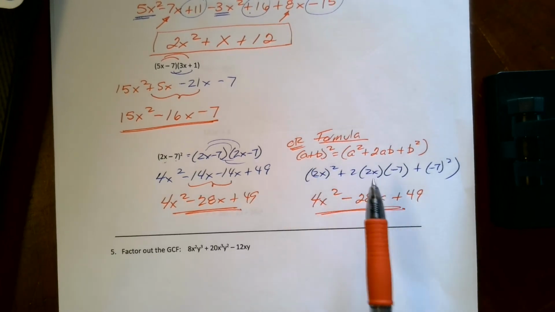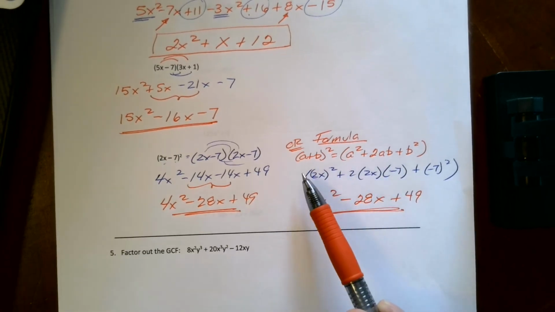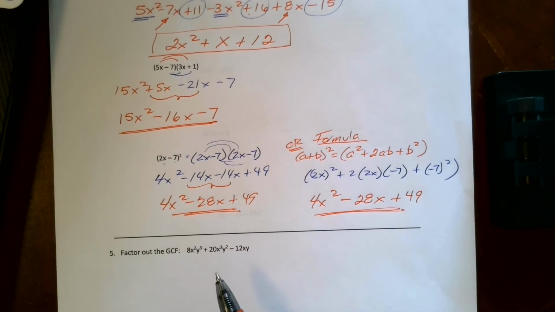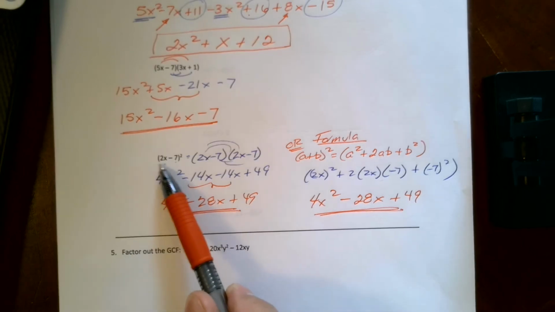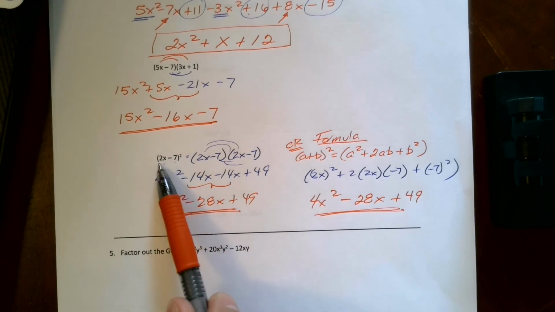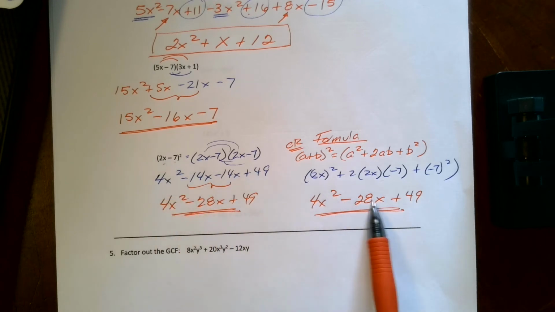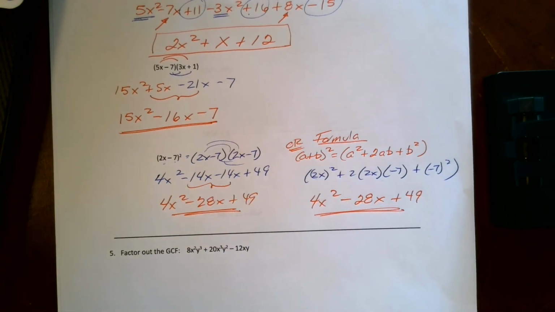This is a little bit shorter if you get familiar with the binomial squared and applying this formula. You could skip this step. It's my first term squared, I multiply these two and double it, and then it's my last term squared. Binomial squared.